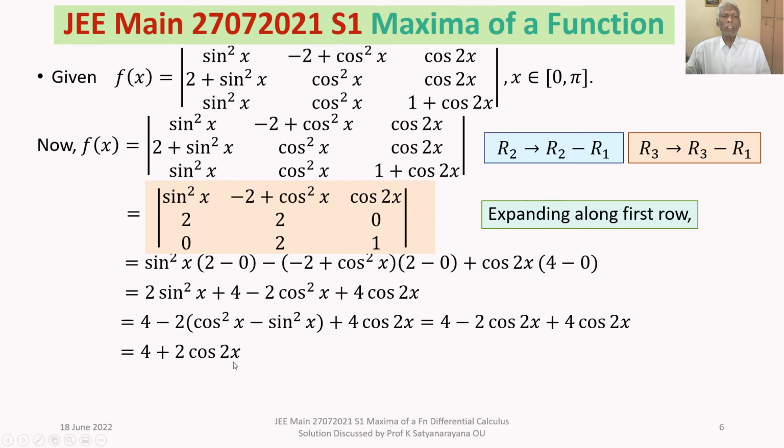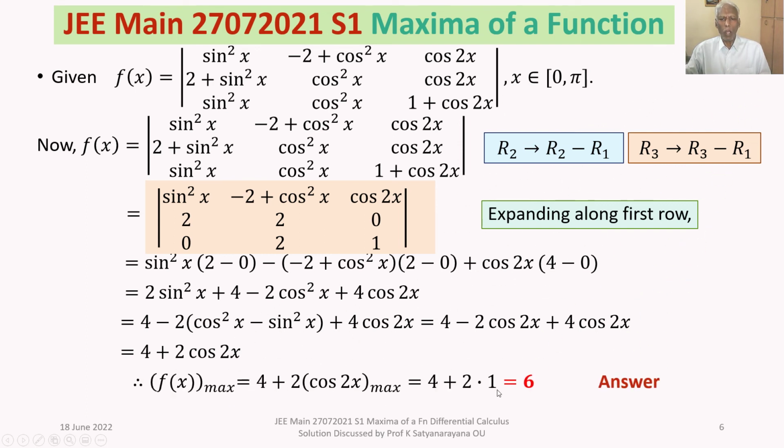When x is equal to 0, which is included, yes, cos 0 is 1. When x is equal to pi, yes, it is included, cos 2 pi is 1. So the maximum value of cos 2x is 1. So f of x, the maximum value is 4 plus 2 cos 2x, where the maximum value of cos 2x is 1 in this interval. The maximum is attained at x is equal to 0 and x is equal to pi, and the answer is 4 plus 2 is equal to 6.